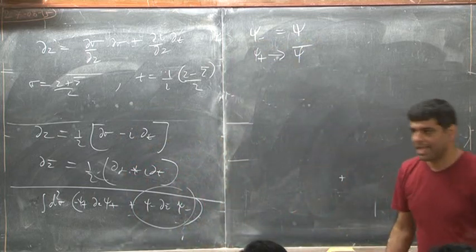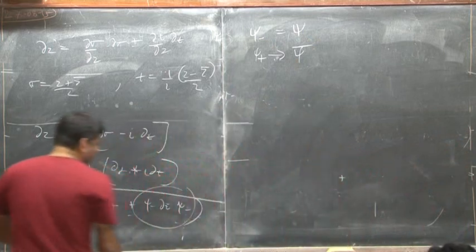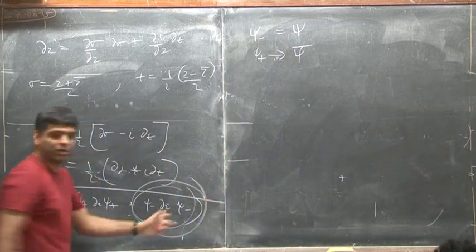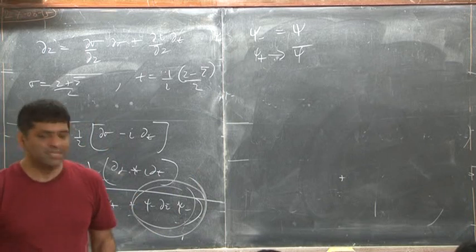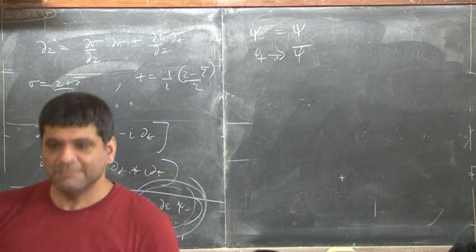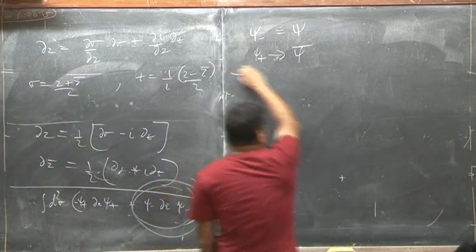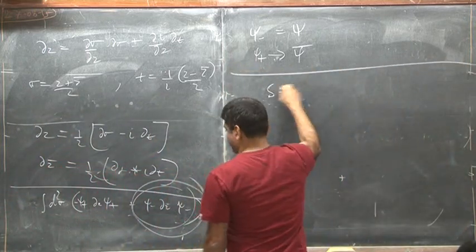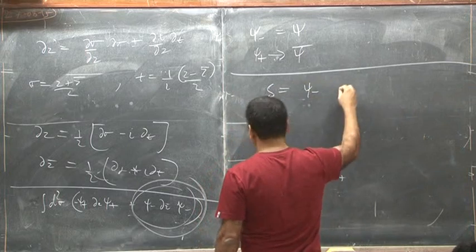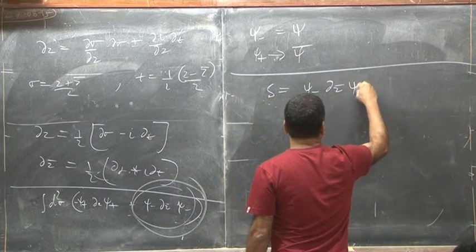And in the rest of this lecture, what we will do is to study the whole of this theory. That is, you can do all the same stuff from the action. So what we will do is to study the action S is equal to psi minus del z bar psi.